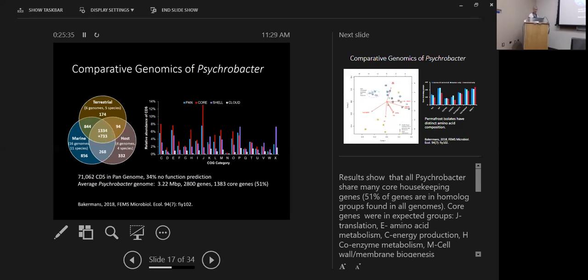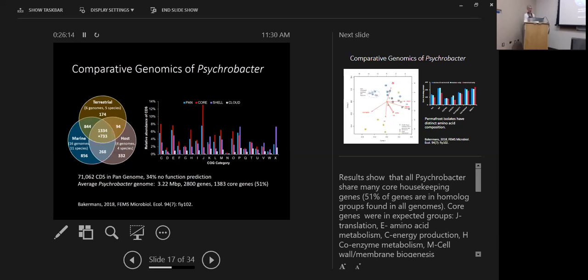Those core genes are primarily found where we would expect them, in housekeeping functions. The red bars here show the core genes for the Psychrobacter species. Most of them are in translation, amino acid metabolism, energy conservation genes, coenzyme transport, and membrane and wall biogenesis genes. So not too surprisingly, they share that suite of genes that allow them to do all the core housekeeping functions. The genes that are in the cloud on that graph are those genes that are unique to each genome.